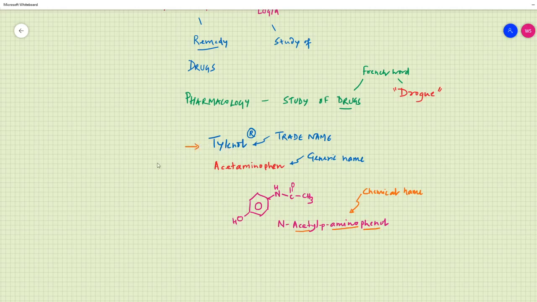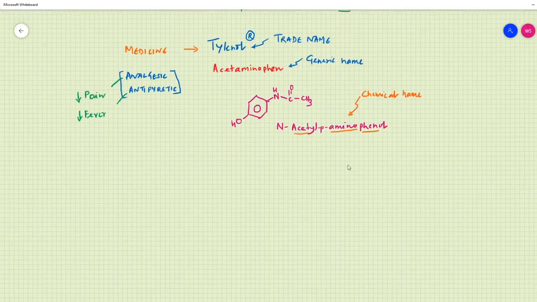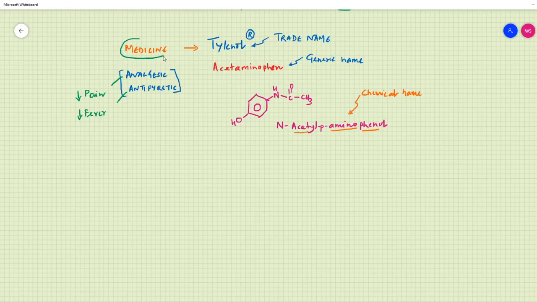So we talked, this Tylenol is a medicine. What does it do? What is the use of this acetaminophen? It is an analgesic, antipyretic drug. Okay, it is analgesic and antipyretic. What is analgesic? Analgesic is something that reduces pain. What is antipyretic? It reduces fever. Okay, or it reduces temperature when the temperature is elevated over normal. All right, so this is a medicine given to bring about analgesia and reduction in pyrexia.